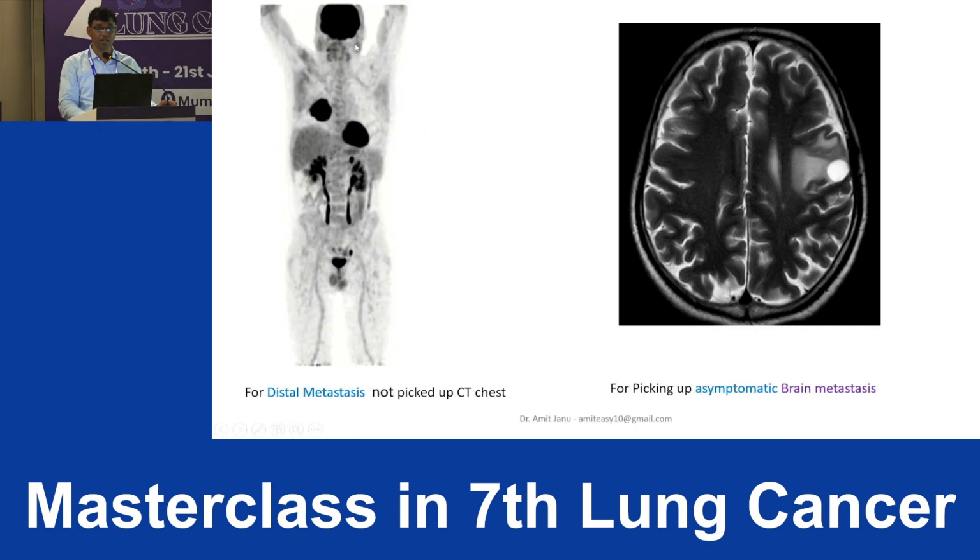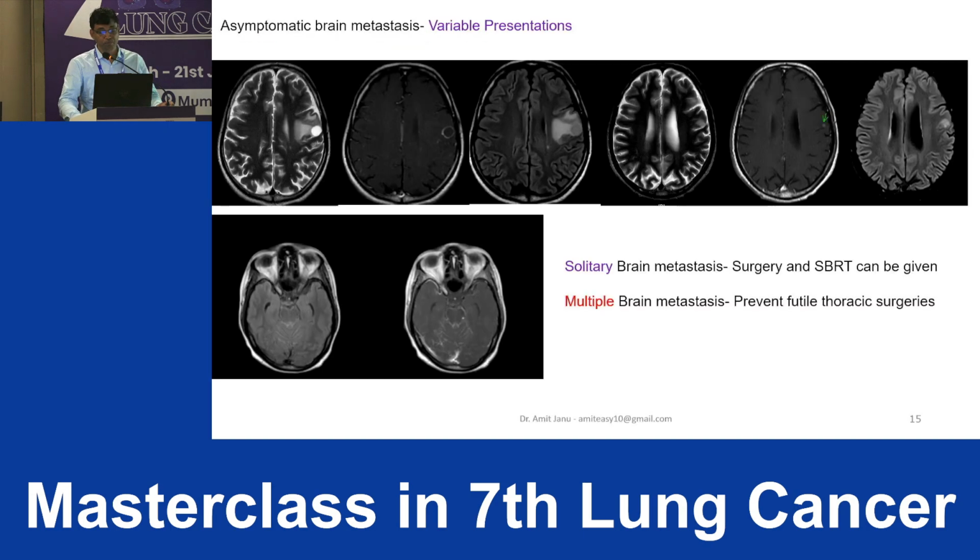The brain has high FDG uptake, and that's why sometimes these lesions can be missed. They could be very, very small and have subtle leptomeningeal enhancement which can be missed on the CECT. So MRI brain with contrast is used for staging asymptomatic brain metastasis. So these could be the variable presentations that we can come across.